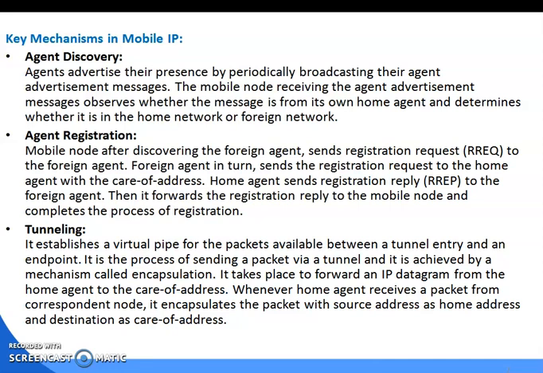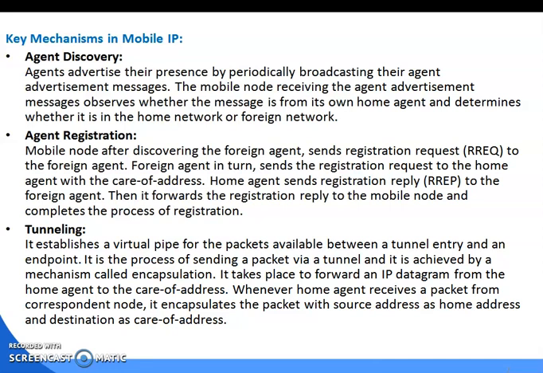Next is agent registration. After discovering the foreign agent, the mobile node sends a registration request to the foreign agent, and the foreign agent in turn sends the registration request to the home agent with the care of address, as already discussed. Then the tunneling: it establishes a virtual pipe. It is not actual. Tunneling means a virtual link for the packets between a tunnel entry and an endpoint.